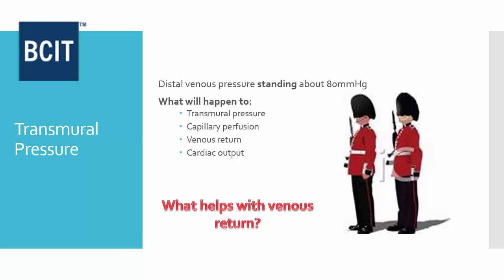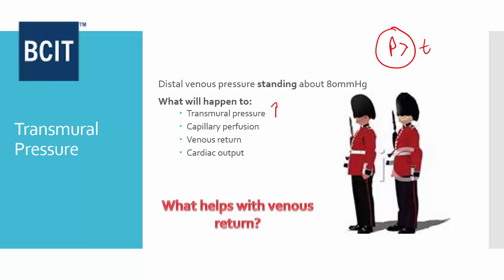When we're standing for long periods of time, our pressure at our ankle level is about 80 millimeters of mercury. That's distal venous pressure. That's because that hydrostatic pressure is causing that dilation of the vein. Transmural pressure increases, so we get a distended looking vein. Pressure within the vein is higher than the tissue.